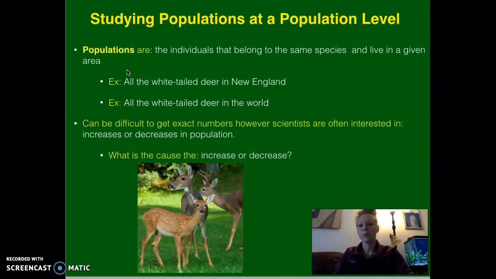Has the number of species gone up? Has the number of individuals increased? Has the number of individuals decreased? What are the factors that are causing the increases and the decreases?